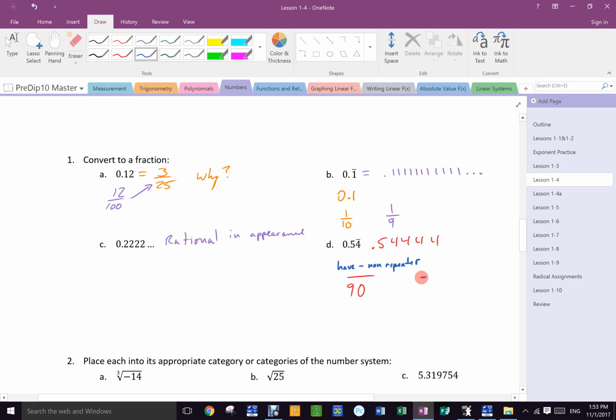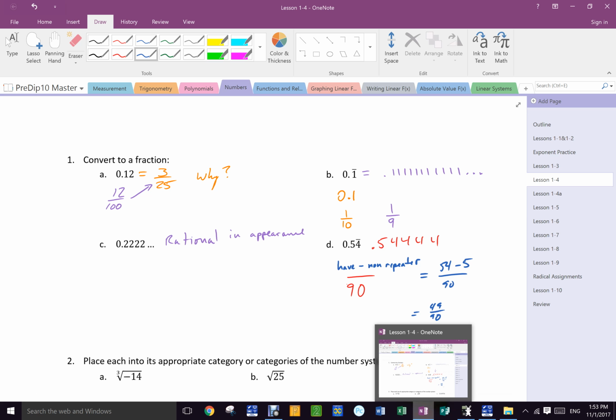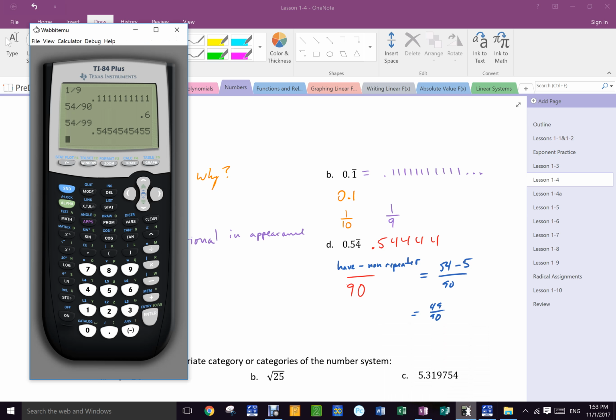So what do we have? 54. And what is the non-repeating part? 5. So it's 54 minus 5 over 90, which is 49 over 90. And then we go to our calculator and we check. 49 divided by 90. Whoa.